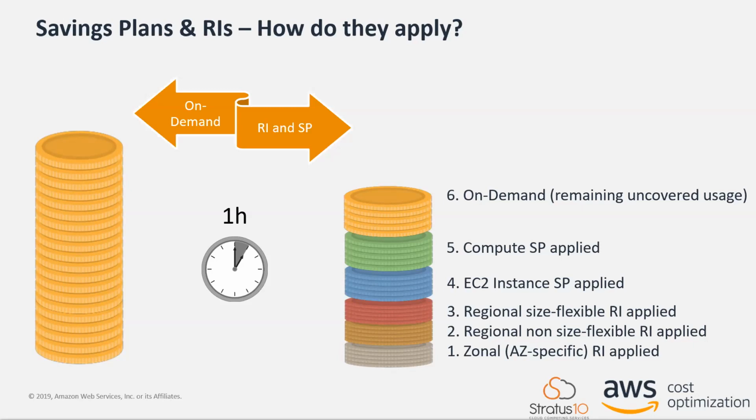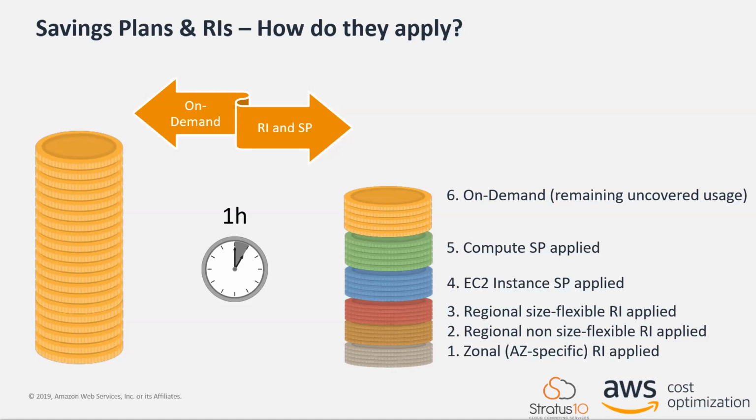Size flexible regional RIs apply to the account that owns them first, starting with the smallest instance within the family and then going up into the larger instances before going to the rest of the organization. Regional RIs apply to any unused on-demand capacity.